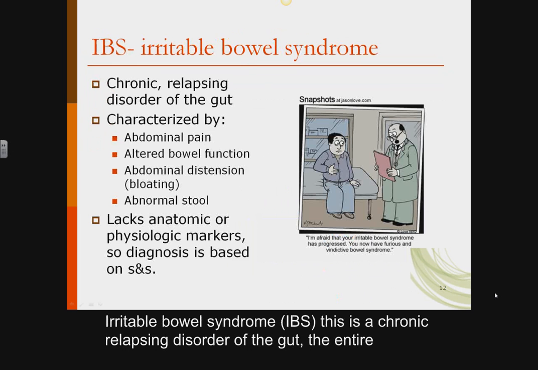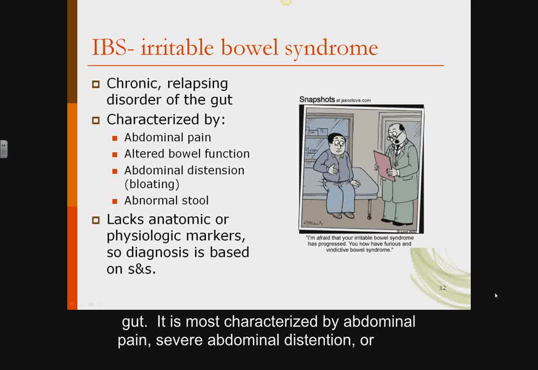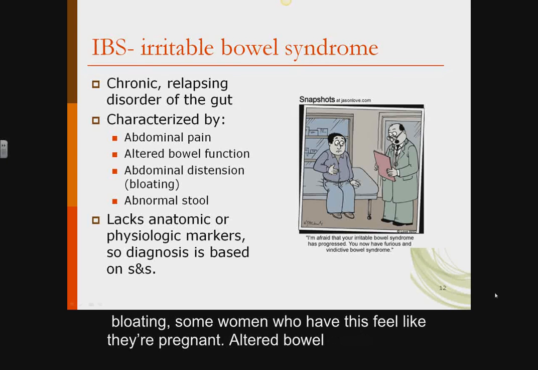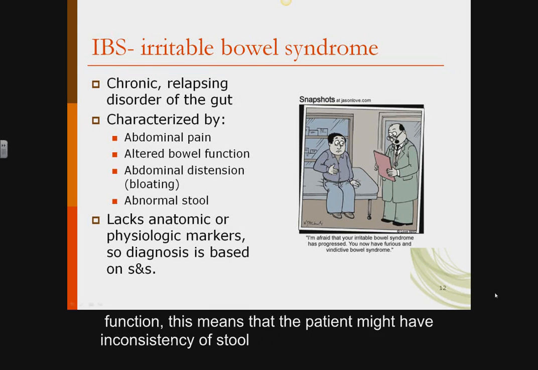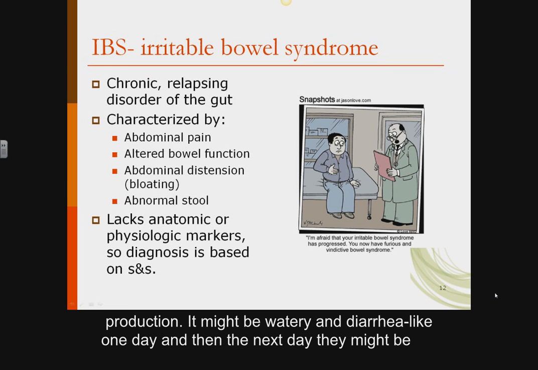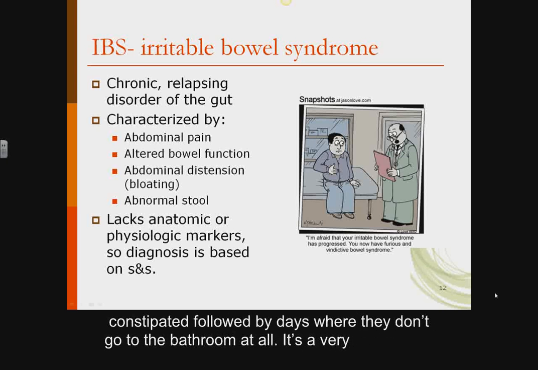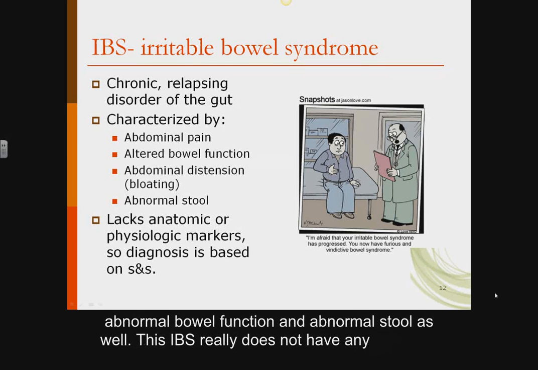Irritable bowel syndrome, IBS. This is a chronic relapsing disorder of the gut, the entire gut. It is most characterized by abdominal pain, severe abdominal distension or bloating, and women who have this say they feel like they're pregnant. Altered bowel function also happens. That means the patient might have inconsistency of their stool production. It might be watery and diarrhea-like on one day, and then the next day they might be constipated, followed by days where they don't go to the bathroom to defecate at all. It's a very abnormal bowel function and abnormal stool as well.